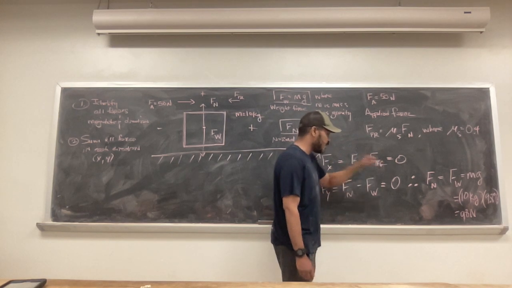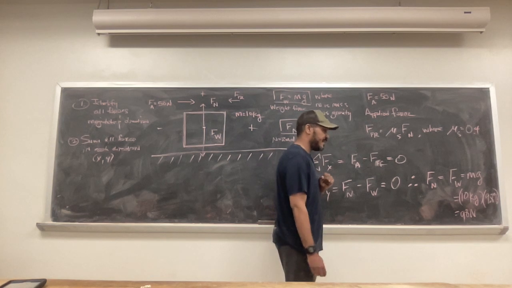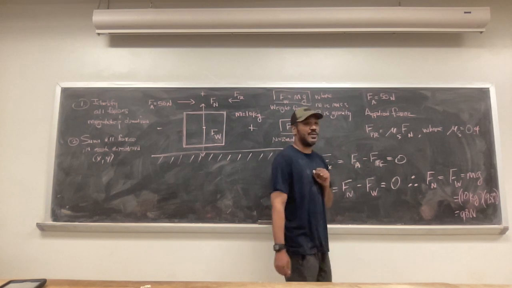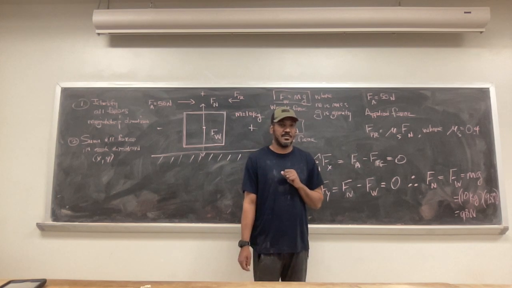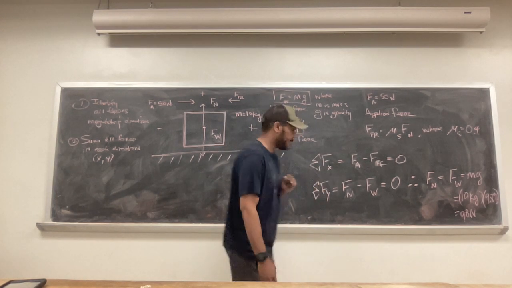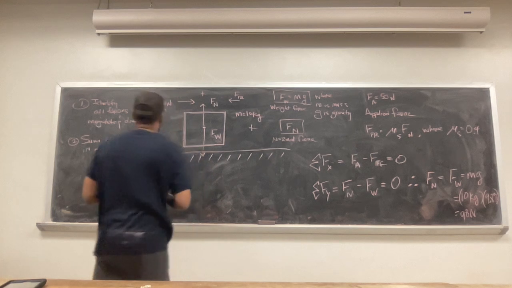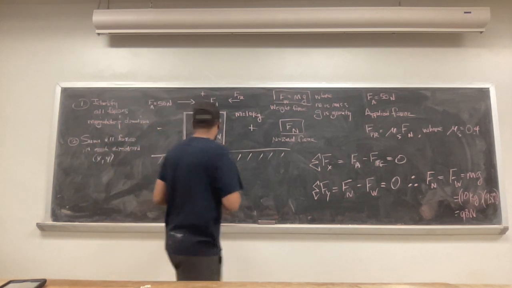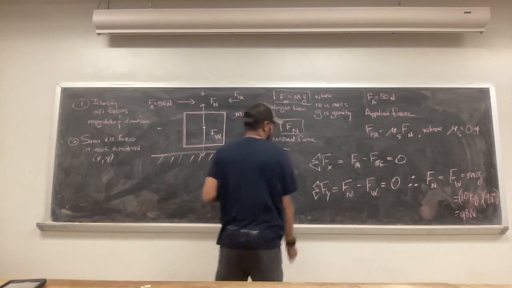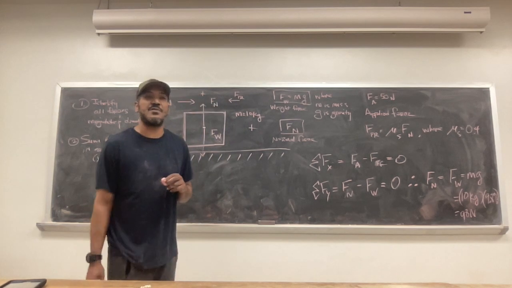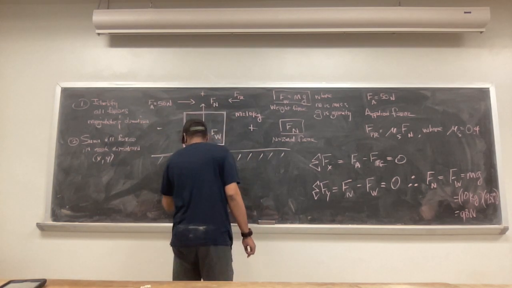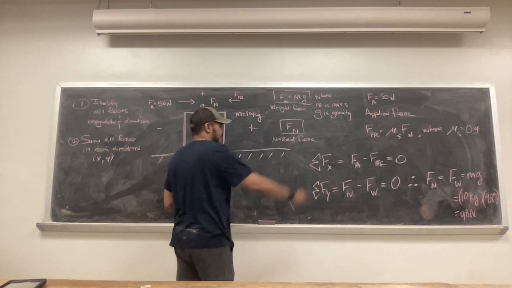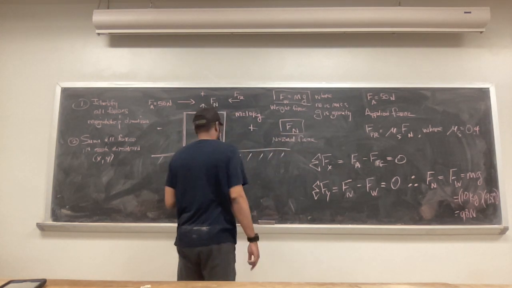The friction force, right? The applied force has to overcome the friction force. We know the applied force is 50 newtons. So now we need to calculate the friction force. The friction force is 39.2.